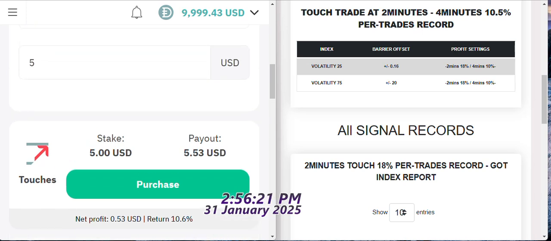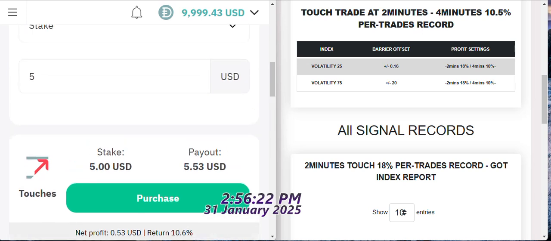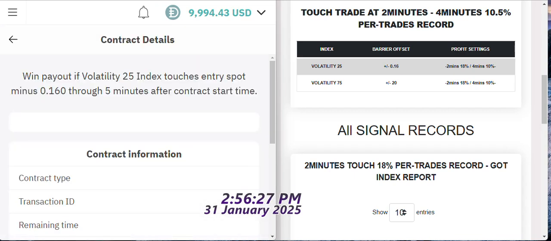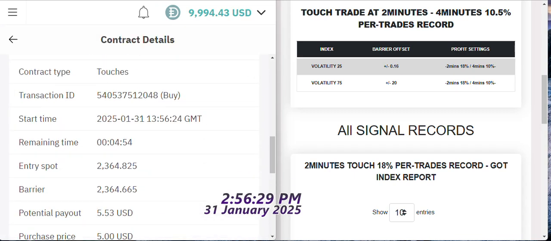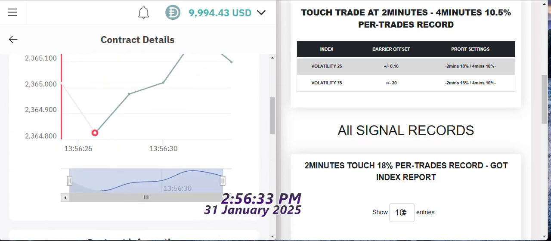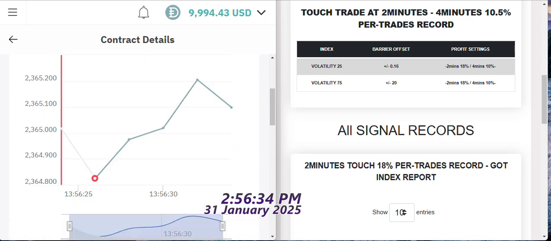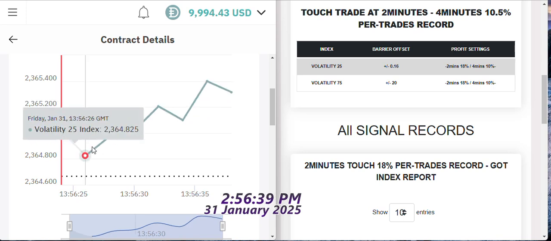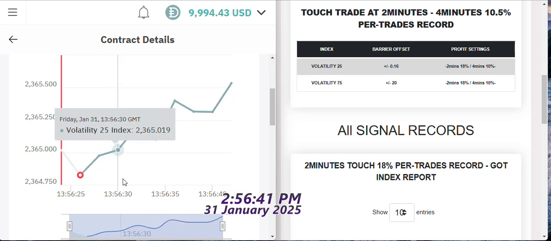Let me click on one for you so that you get to see it as an example. So we get to go and view it. You will see our barrier. See the price is going up. But you can see the barrier is below. Look at the barrier here. It's below. The barrier is below.